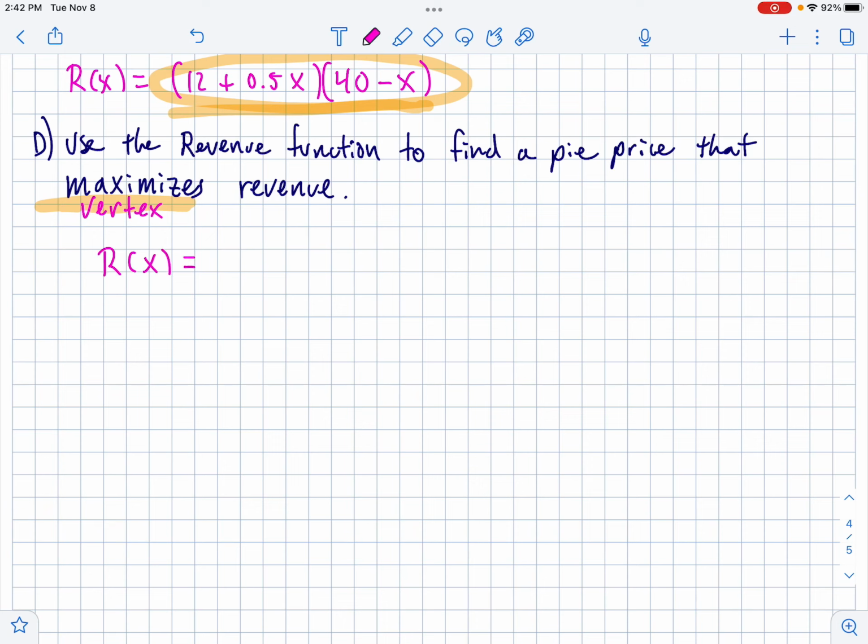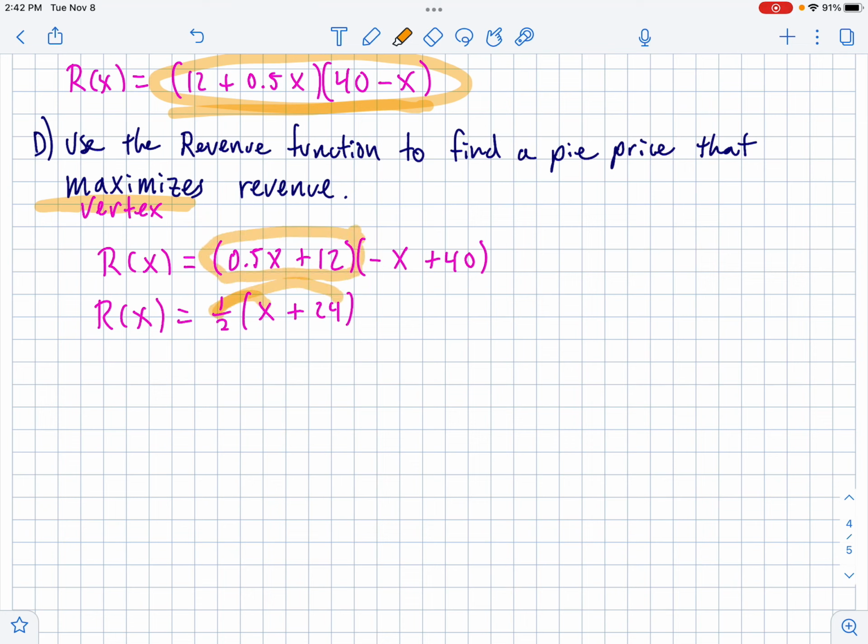So let's just rearrange it. And yeah, we've done this. So let's put it into a little bit more proper factored form. Here, we'll start with this: 0.5x plus 12, and then negative x plus 40. So, factored form, you've got to get that a value out in front. So, you can factor out a 1/2 from the first set of parentheses, and then you get x plus 24. Remember, you're distributing the 1/2 to here and here to get this. So pull the 1/2 out to the front, and you get x plus 24 in the first parentheses.